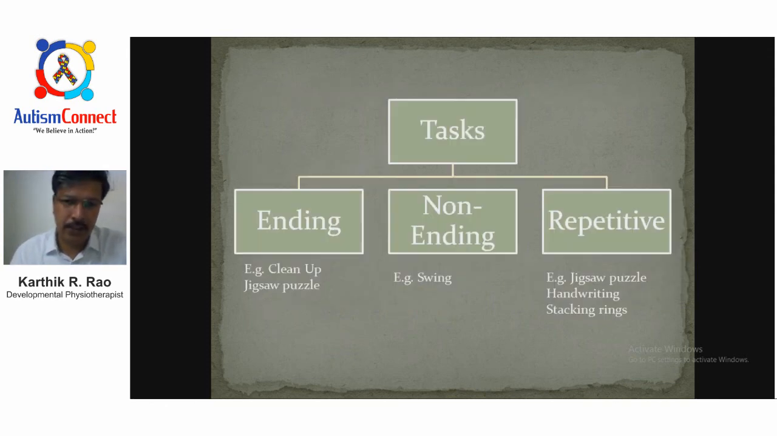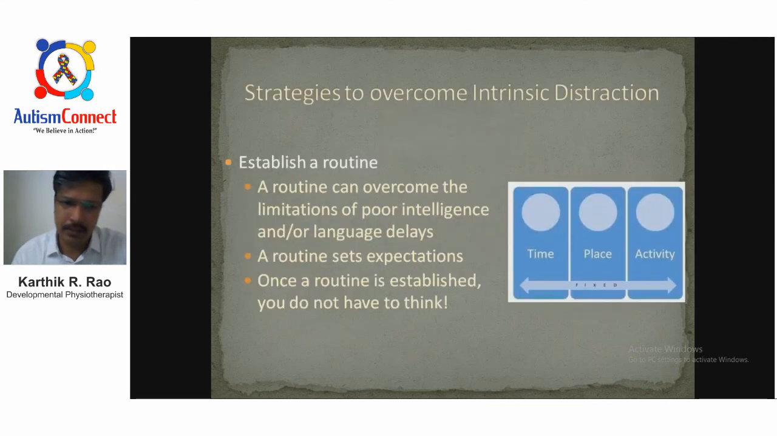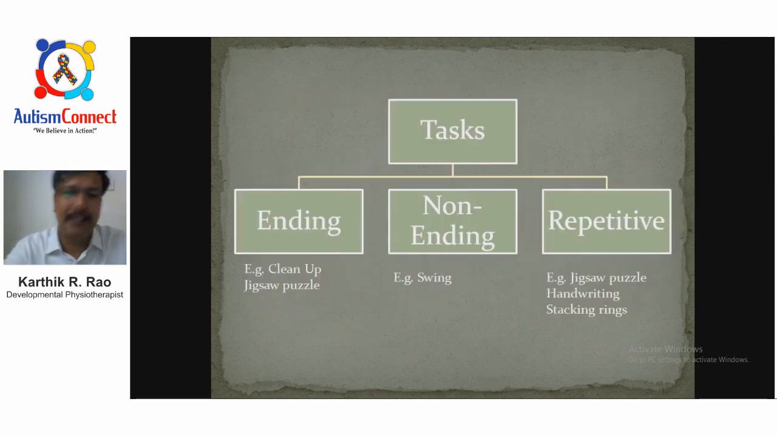The next thing that needs to be focused on to overcome intrinsic distraction would be task. And I find this as the most important thing, or the most important missing link in working with children with special needs. So what is this? The first thing is task completion. Every child needs to know that I have to complete a task before I move on to the next task.